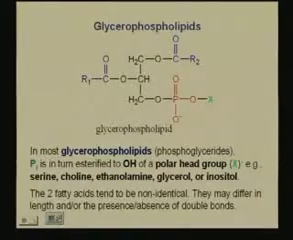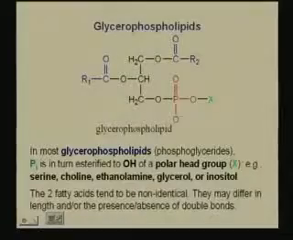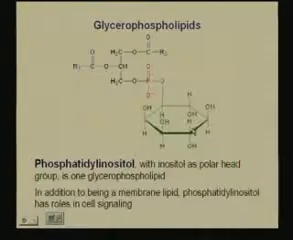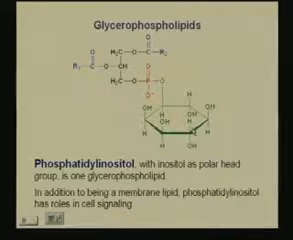So, how can they be different? They can be different in their length, they can be different in the number of double bonds, they can be different in the location obviously of the double bonds. So, that is where we have our differences, R1, R2, X. So, what are these differences? Okay. This is phosphatidyl inositol.